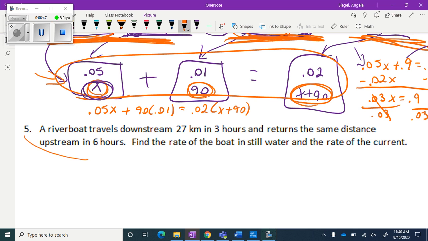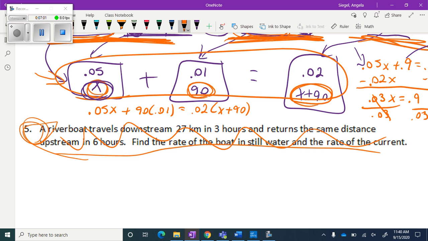So guys, don't worry about this problem here. We're going to hit a problem like this when we're talking about systems. I think it's a little easier to explain there than here. There's not going to be a problem on your test like this, so we're not going to worry about it. So we are done with this lesson.